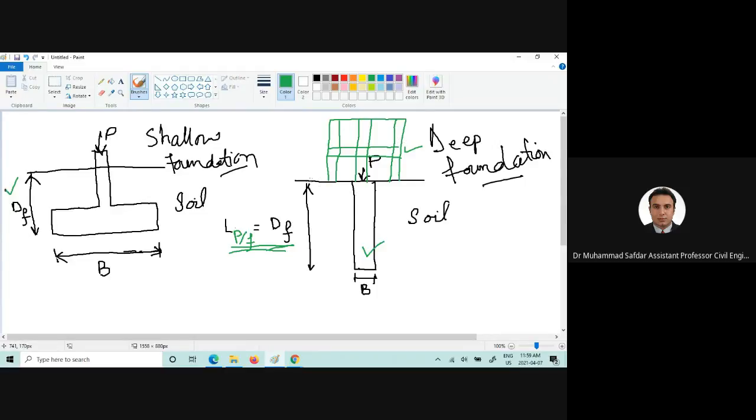But when you install the same column in the foundation, in the soil, then you can call that the deep foundation or the pile foundation, and then you can install a number of piles here into the soil as well. So basically it's all about the superstructure and the foundations.